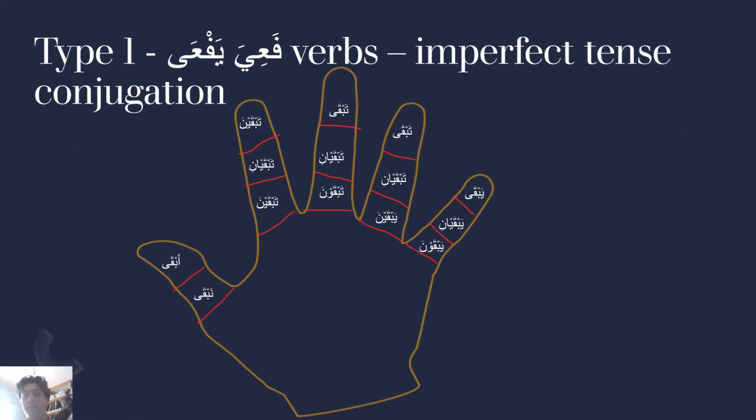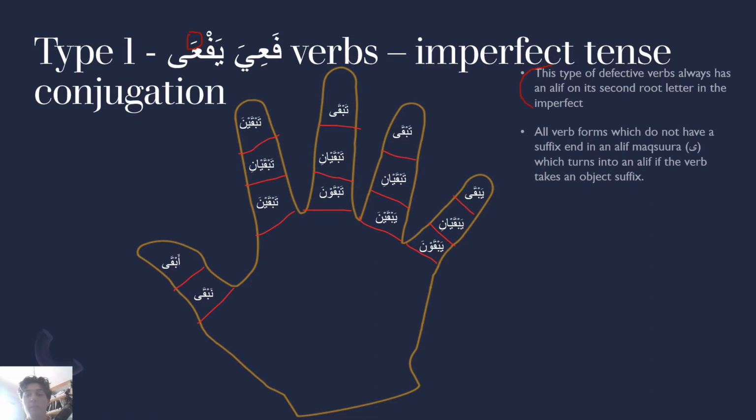To the imperfect tense conjugation of baqiya. Now, this type of defective verbs always has an alif on its second root letter in the imperfect. So that's a really easy and useful rule to learn, because the subsequent two types don't have this rule. So if you see a verb that's baqiya or fa'iya, it always retains its alif in every person in its imperfect.